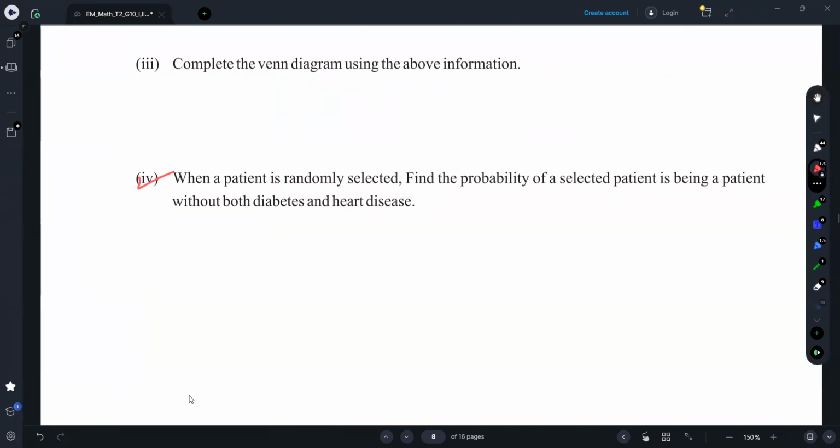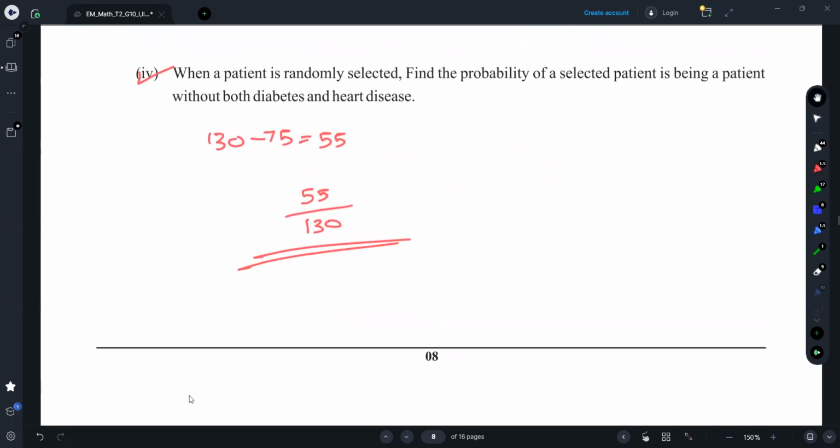That is part of the answer for the fourth one. Then we should find the probability of the selected patient being a patient without both diabetes and heart diseases. The total is 130. 130 minus 75 equals 55. The total is 130, so I can write it like this: 55 on 130. Complete your answers.